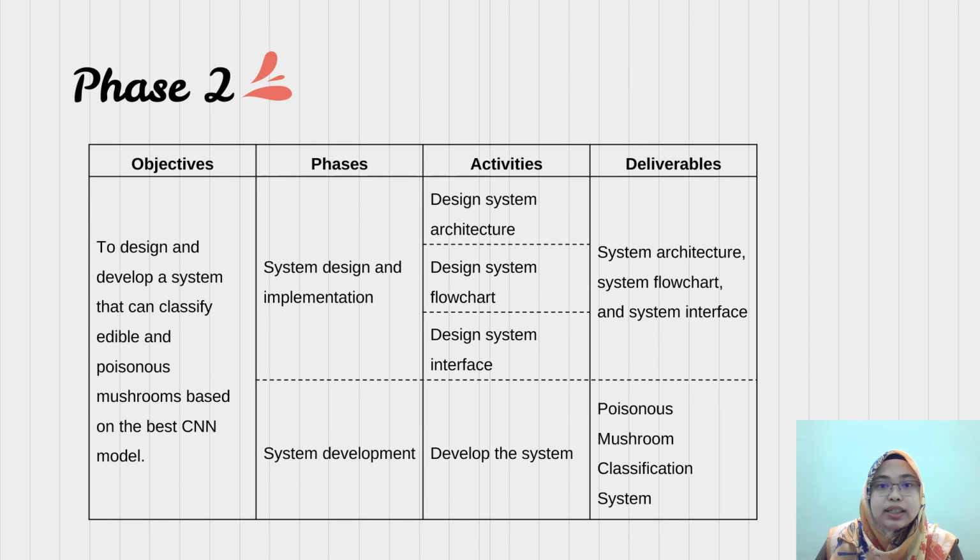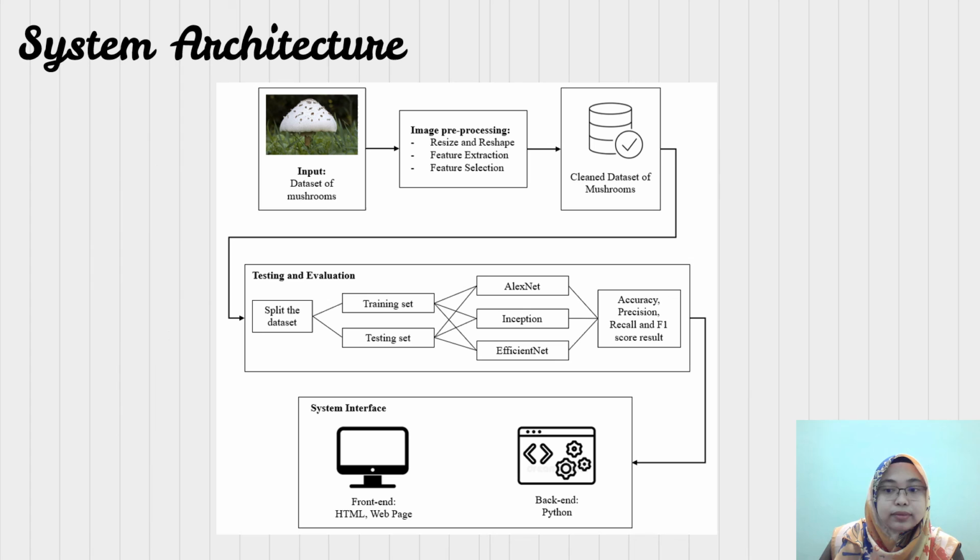The next one is phase 2. This is the second phase of the project where the system development will start. There are 2 steps involved in this phase, which are the system design and implementation and also the system development. In the system design and implementation, the system architecture, system flowchart, and system interface will be designed, and then the system will be developed using transfer learning.